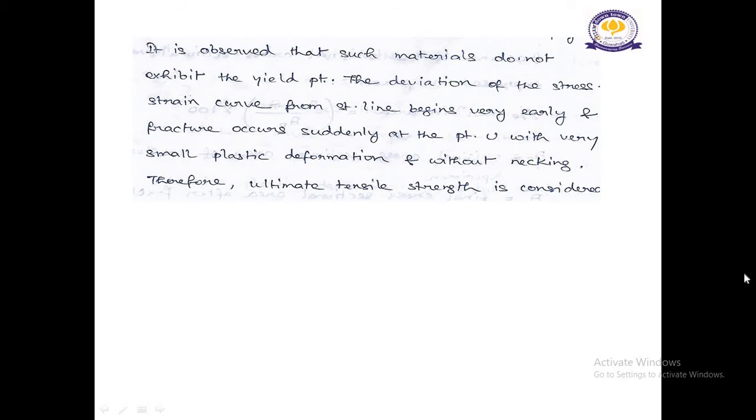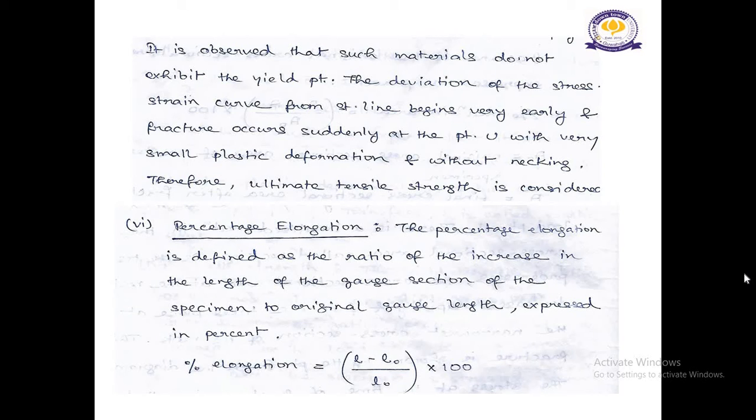So I have written here that it is observed that such materials do not exhibit the yield point. The deviation of the stress strain curve from the straight line begins very early, as I have already explained this to you, so you can go through it. Okay, next, percentage elongation.